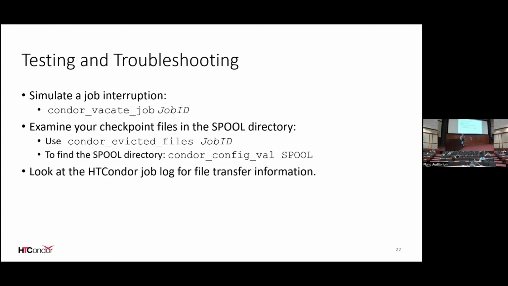If you want to test your job, and you probably should before you send it out into the great wide world, you can simulate a job interruption. It actually does interrupt the job by running condor_vacate_job and then giving it the job ID. That will then copy your checkpoint files over to the condor_evicted_files directory in the spool directory. You can use condor_evicted_files with the job ID to get a list of those files and their location. If you want to poke around in the spool and see what's there, you can use condor_config_val SPOOL to find that directory name. If you want to know what Condor transferred or what it thought it was doing, the job log is a good source of information regarding file transfers.